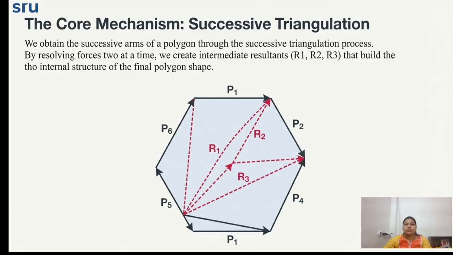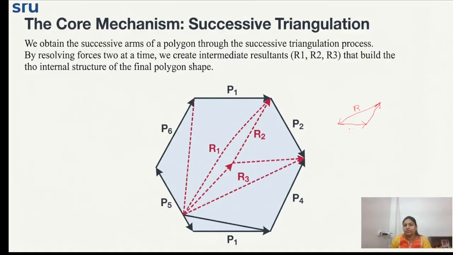So now coming to how to find it out. We obtain the successive arms of the polygon through the successive triangle process. It's something like that: let's say one force is acting, another is in this direction, and another is in this direction. So we find the resultant by this. This is the resultant for the first one.